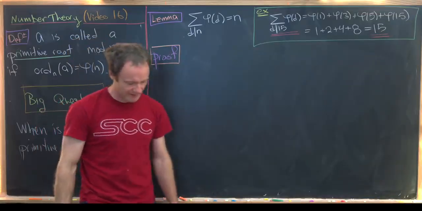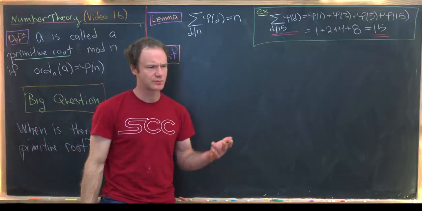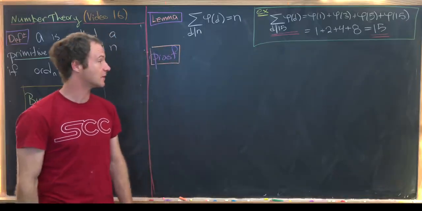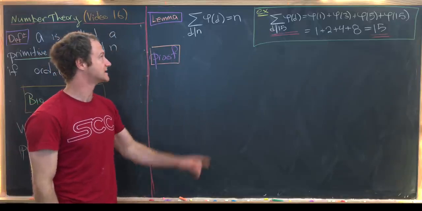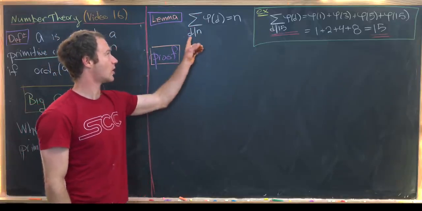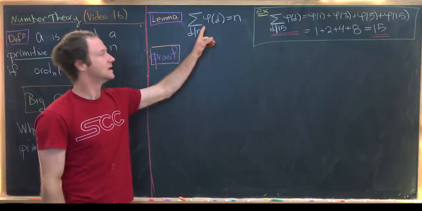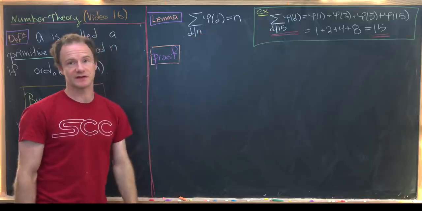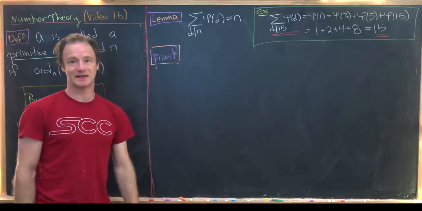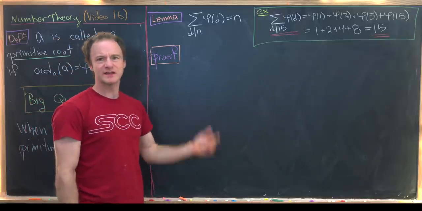Okay, so like I said, we need a preparatory lemma to prove the punchline of this video. And this preparatory lemma says that if you sum over all of the divisors of n, phi of those divisors, you get n itself.